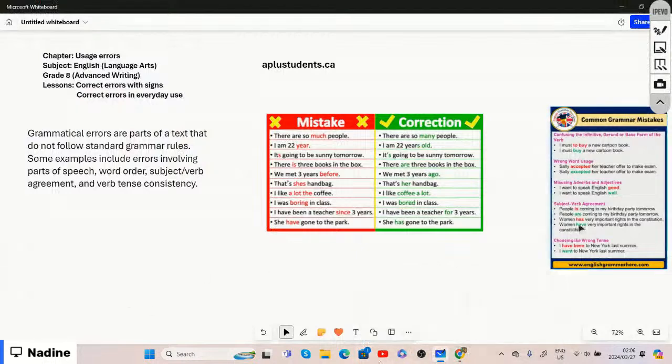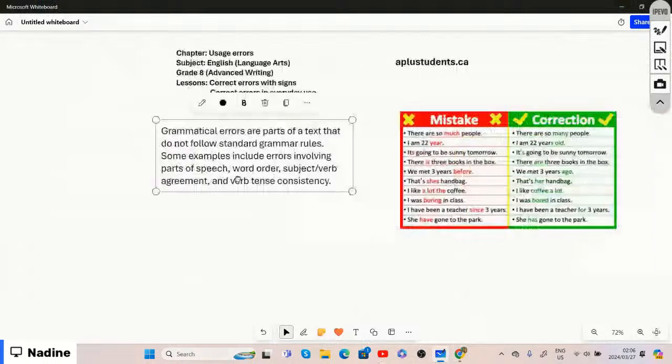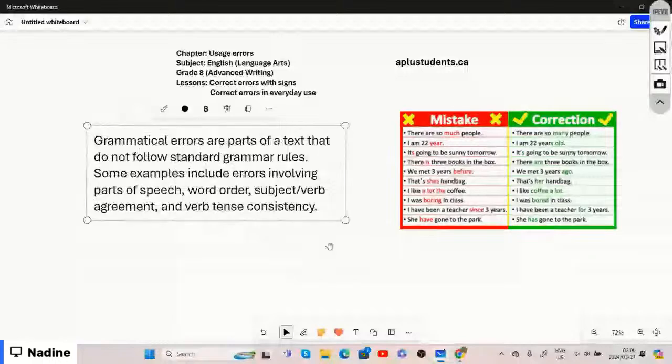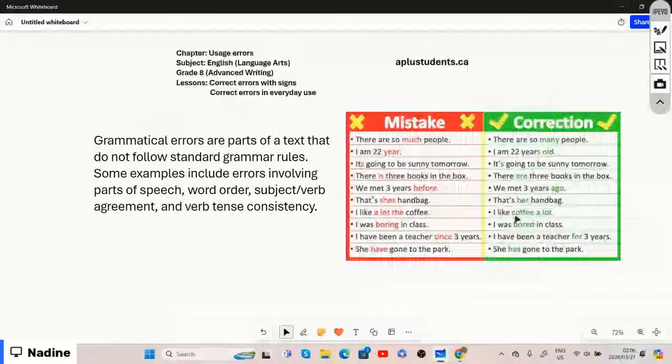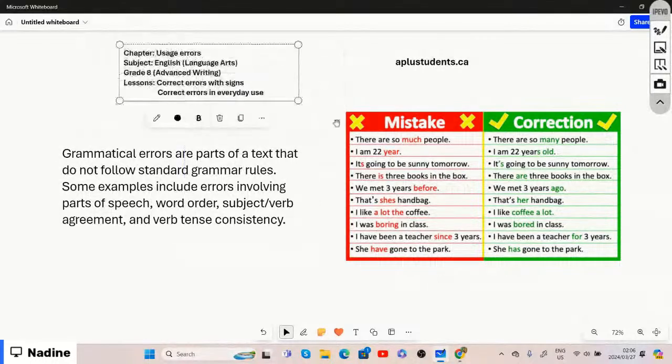And then the lessons that we are going to focus on under the chapter of usage errors is to correct errors with signs and to correct errors in everyday use. All right, so that is going to be our lessons for today and our chapter of usage errors. And we are doing our tutorial lesson on aplusstudents.ca.